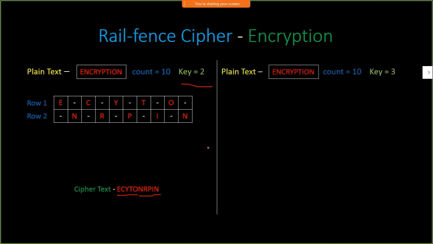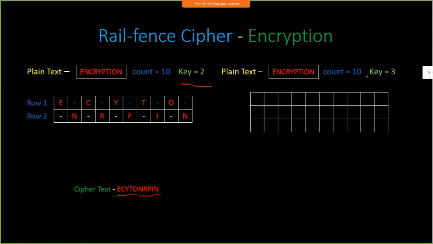After that, if we use key 3 on the same text, how does it look? Same process. Here there are row 1, row 2 and row 3. There are 3 rows. So first we write the E, then diagonally down until we reach the last row, so ENC. Here this is the last row, and then diagonally up to the first row. ENCRYPTION.